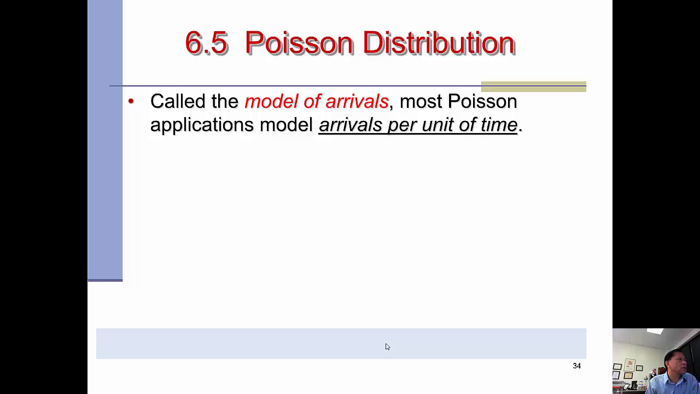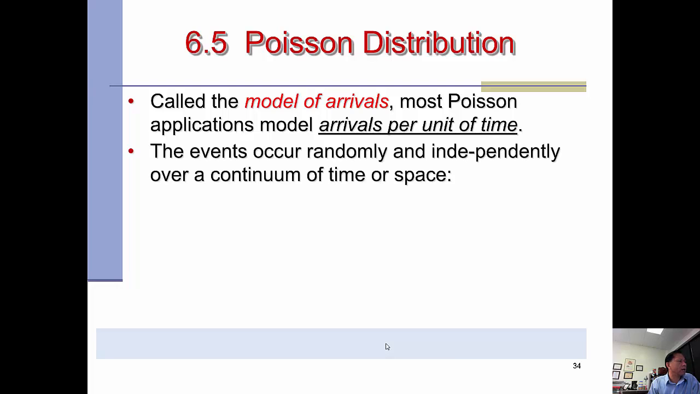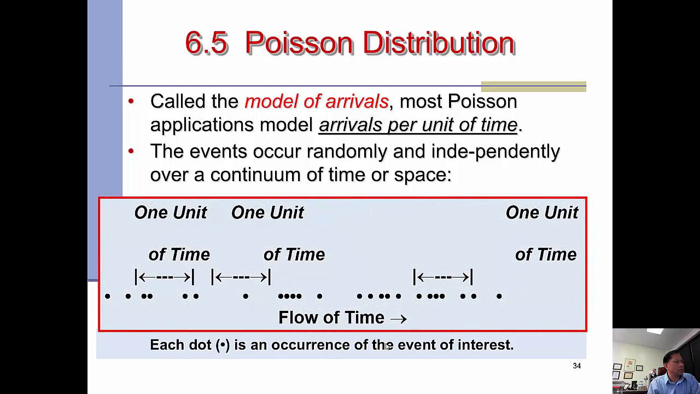It's called the Poisson distribution. This is also called the model of arrivals. Most Poisson applications model arrivals per unit of time, such as when you're at the train station. What's the number of people arriving at the train station in the morning? That model of arrivals follows the Poisson distribution. The event occurs randomly and independently over a continuum of time or space.